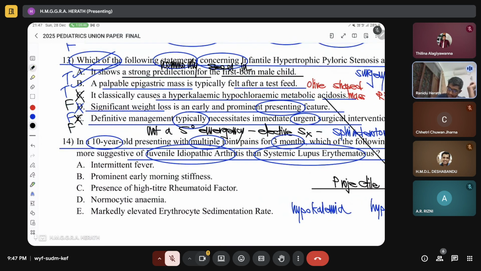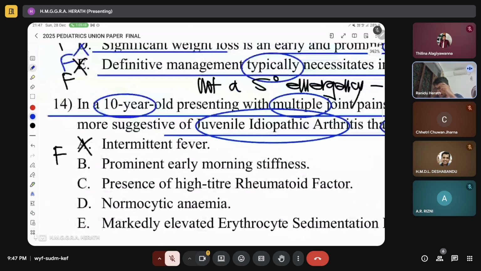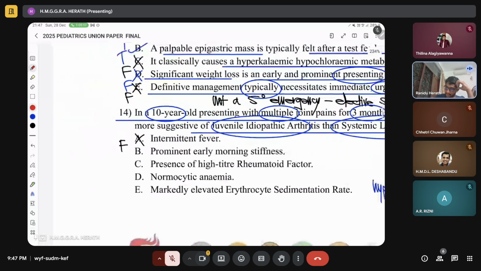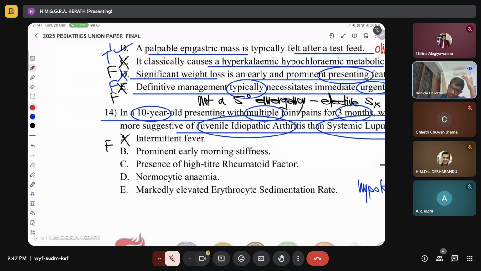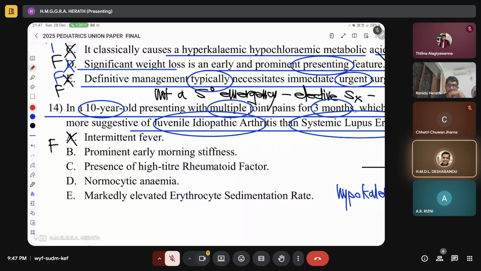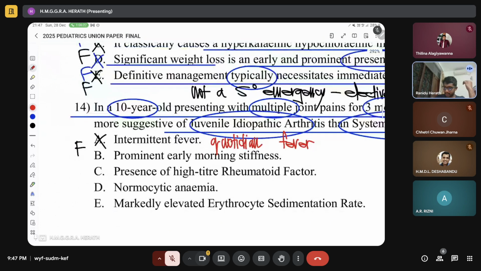In JIA and SLE, both you can get intermittent fever. What sort of fever do you get in JIA? PUO long case, pediatrics. What sort of pattern of fever do you get in JIA? Pyrexia of unknown origin, that is, of course, PUO. Remittent. Quotidian fever. Understood? Every 4 days you get fever.